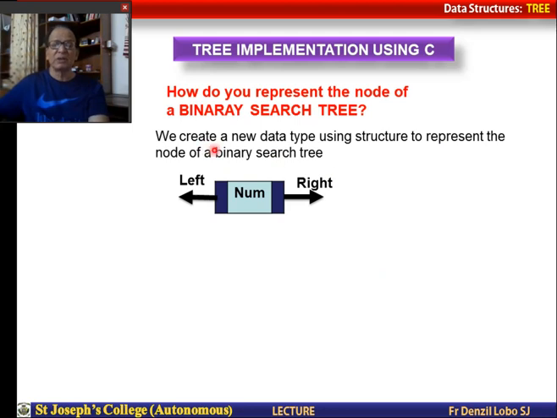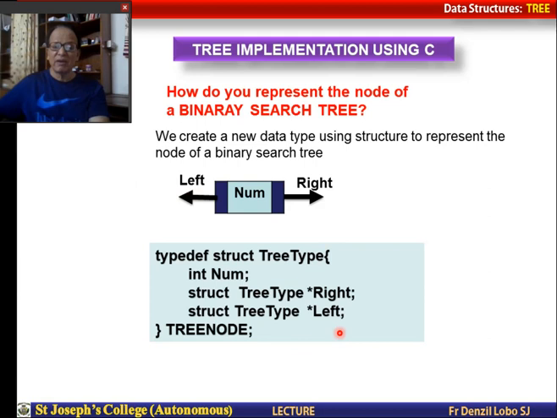Pictorially we represent it like this: number, then right link and left link. This way we make a new data type called tree node, which contains the data item number and links to right and left. So I say typedef struct tree_type, this is the tag I'm giving. Then it says struct tree_type star right, pointer to the right, and pointer to the left. These are the links to the left and the right subtrees.